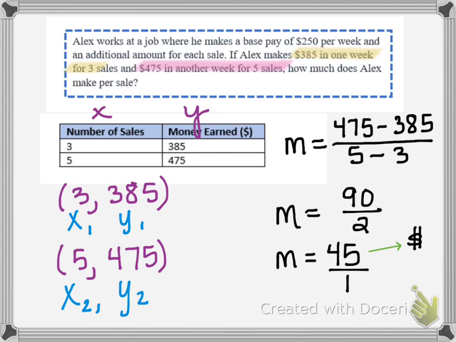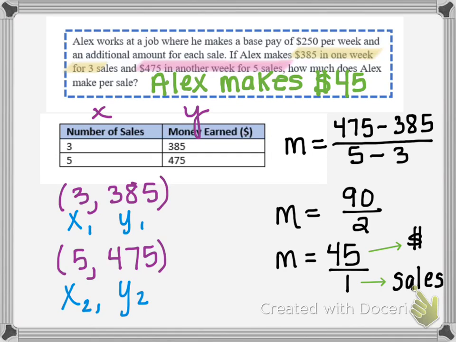The denominator, we found the change in X. Well, the X values represented his number of sales. So from this fraction, I can see he earns $45 for 1 sale. So I can answer the problem and confidently say that Alex makes $45 per sale.